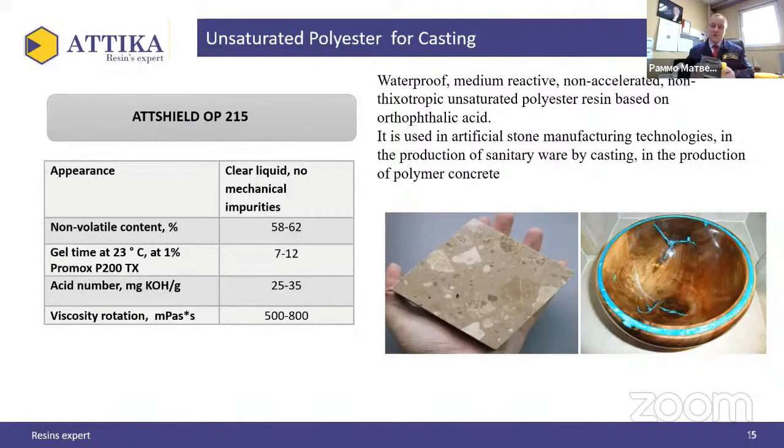Here we are producing orthophthalic resins. This ATTSHIELD 215 is a 10-minute resin with a low acid number and a viscosity of about 500. So it's widely used for production of artificial stones, for polymer concrete, for sanitary gel coats. You see, it has very good optical properties. It's a transparent resin, and for laminating resins, we mainly produce this kind of resin with such characteristics.